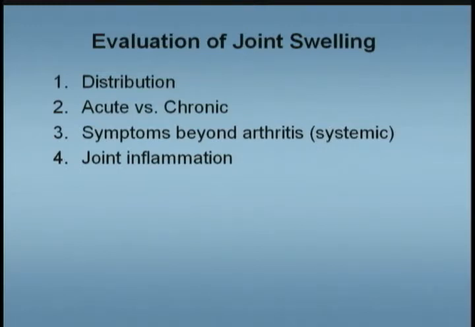The four questions involve: what is the distribution of the joint swelling or the joint involvement? The second one is, is it acute or chronic? Did this occur in the last couple of days, or is this something that has been going on for a long time? That's something we always ask with any symptoms. And then, does this patient have any symptoms beyond the arthritis, like systemic symptoms, other organ involvement, like rashes, skin involvement, and so forth? And then number four is, does this patient have joint inflammation?